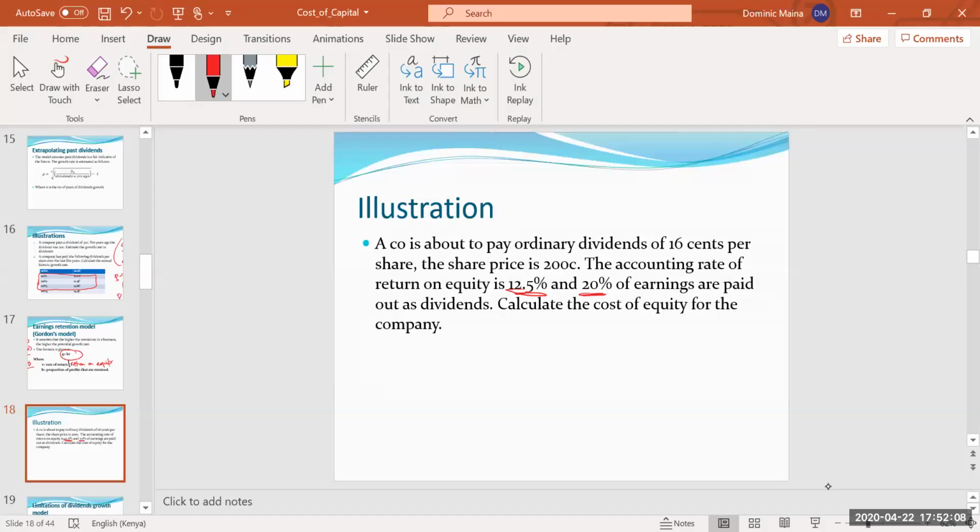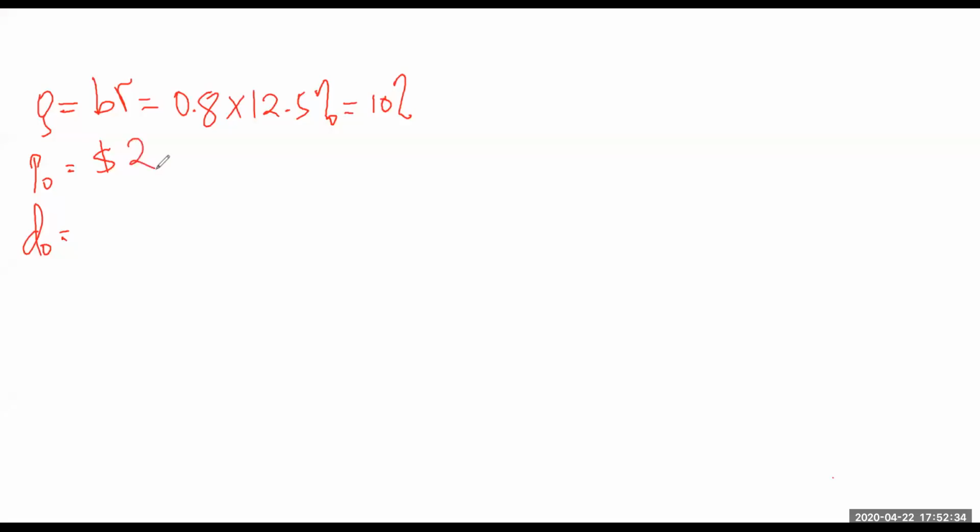And we are told that this company is about to pay 16 cents per share. The price is $2. Since the price is not mentioned as to whether it's cum dividend or ex dividend, I think we did conclude that as a rule of thumb, we can assume the price is ex dividend. So therefore the price here is 200 cents, in this case equal to $2, the P naught.